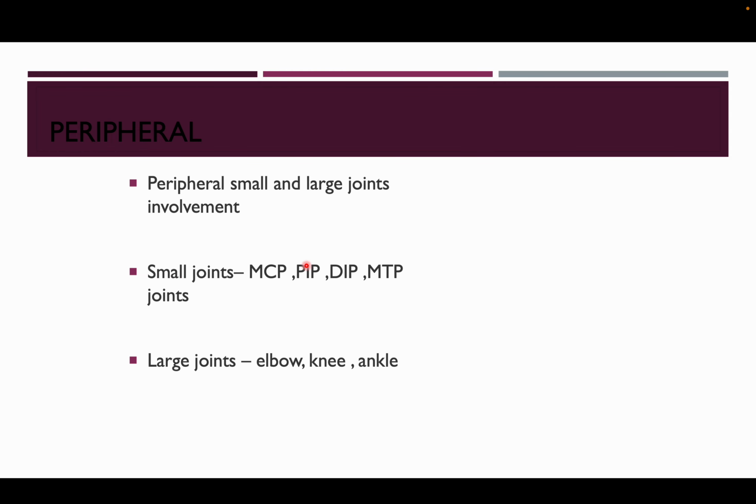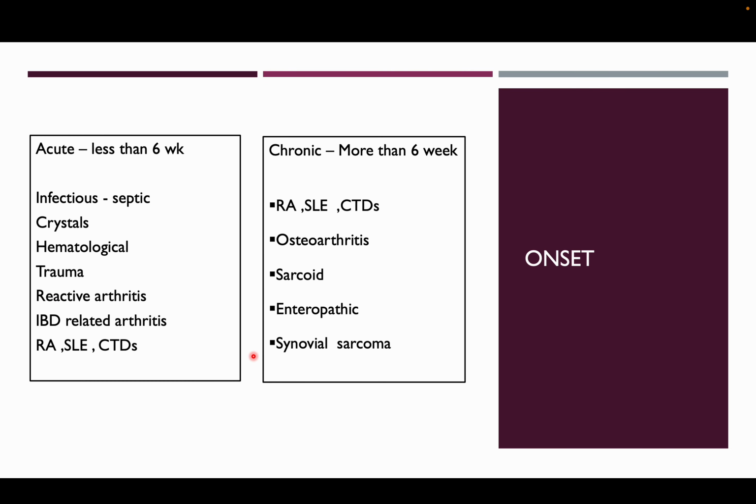Peripheral small joint or large joint. Small joints are MCPs, PIPs, DIPs, MTP. Large joints are knee, elbow, ankle. And acute is less than 6 weeks. Acute, always look for septic, infectious causes, crystals, or any hematological cause, like in the case of hemarthrosis.